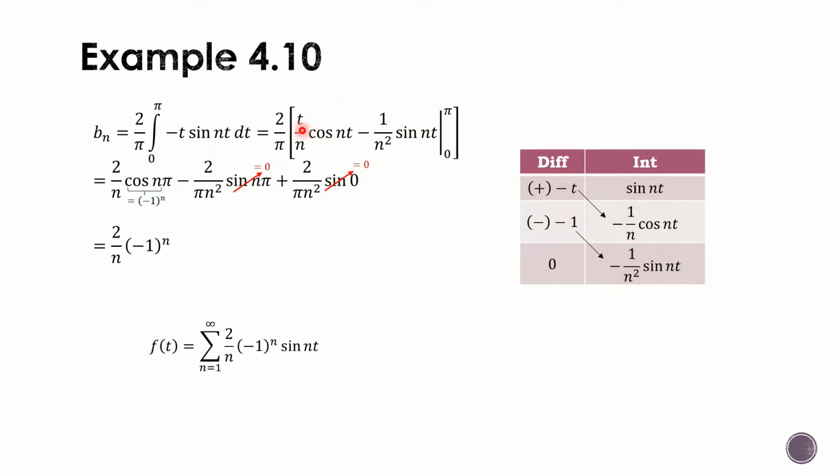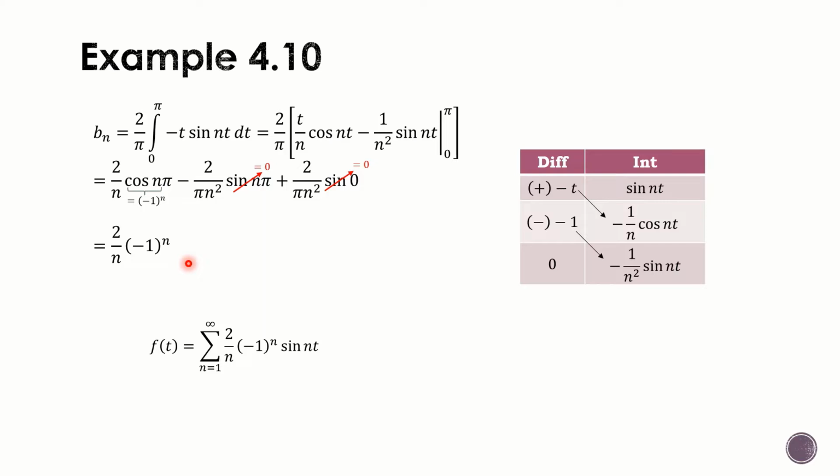Then substitute the limits. When t equals pi, for the first term, 2 pi over pi n cos(nt), you cancel out pi and get 2 over n cos(n pi), minus 2 over pi n squared sin(n pi), plus 2 over n pi squared sin 0. When we substitute t equals 0, the first term is 0, and the second term becomes sin 0. Again, use the trigonometric identity: sin(n pi) is 0, sin 0 is 0. Therefore, b_n is equal to 2 over n times negative 1 to the power of n.